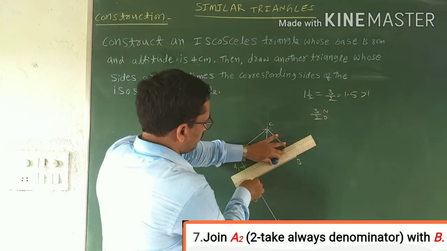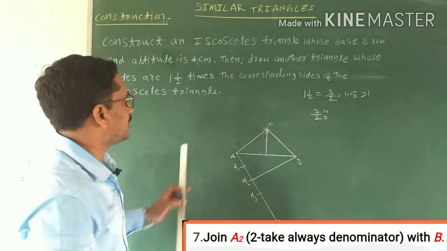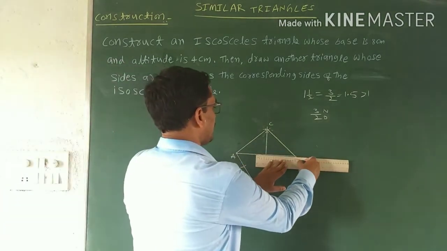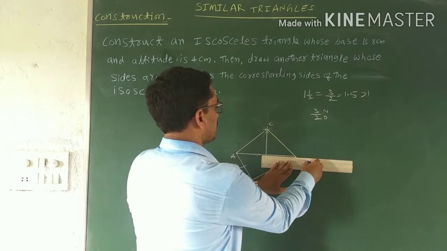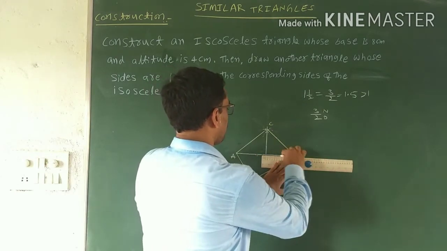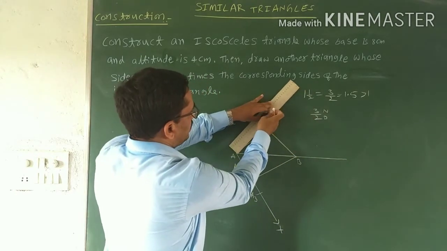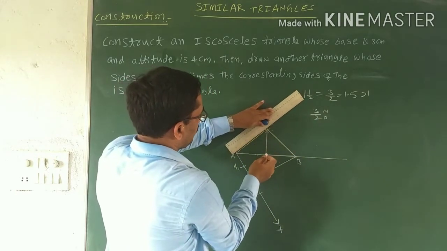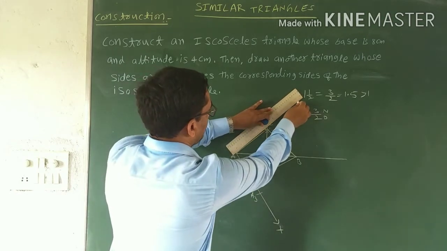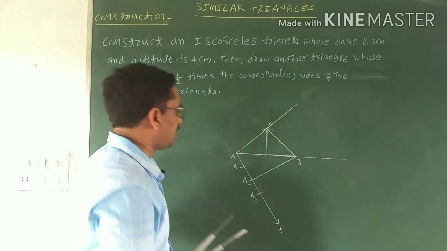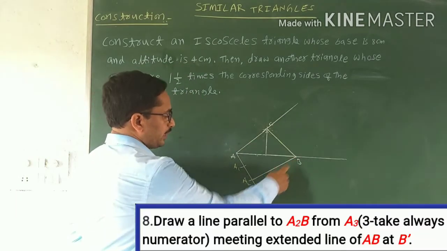and B. So our required triangle is bigger than the given triangle. So we have to extend the sides AB. I am extending the side AB as well as the side AC also. So extend the sides AB and AC. Like this, see, we have to draw a line parallel to A2B from A3.